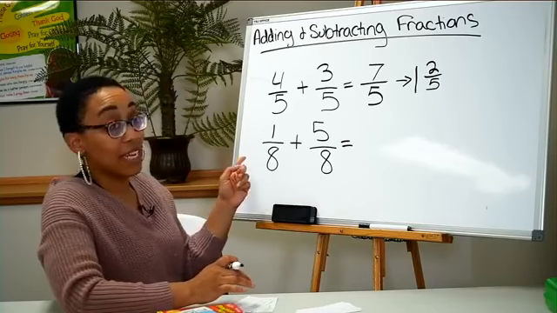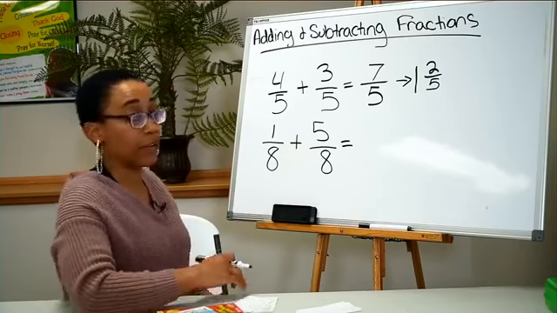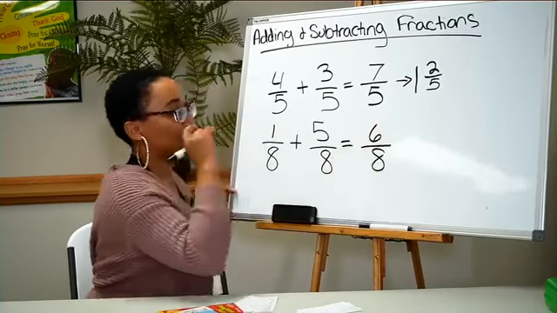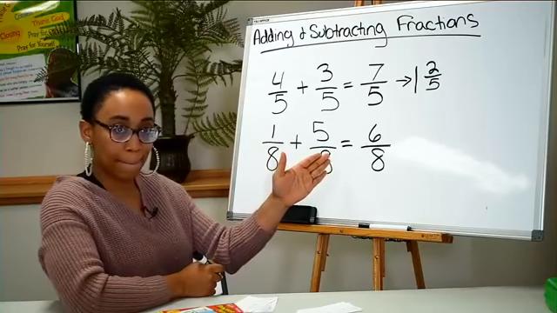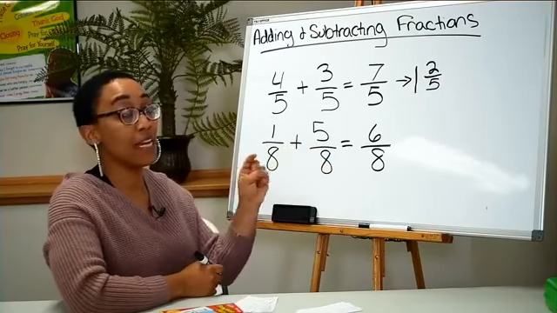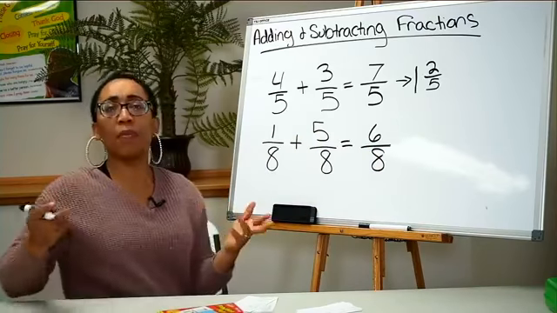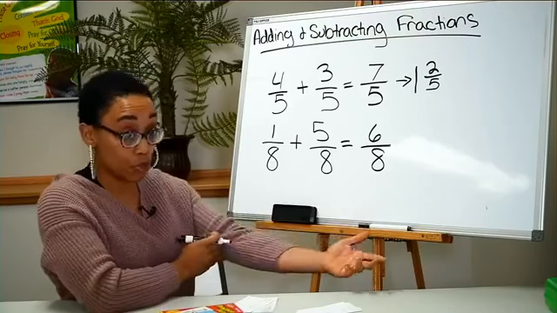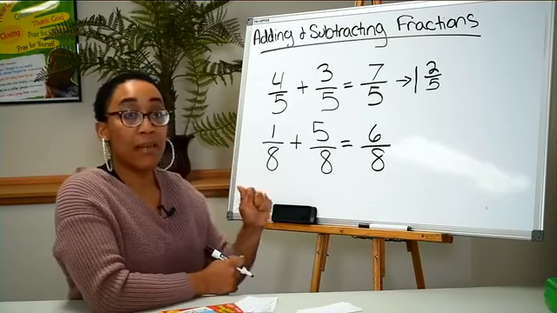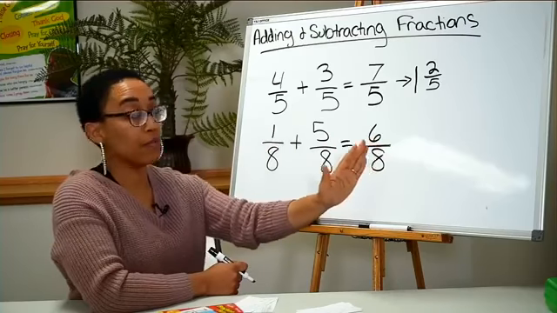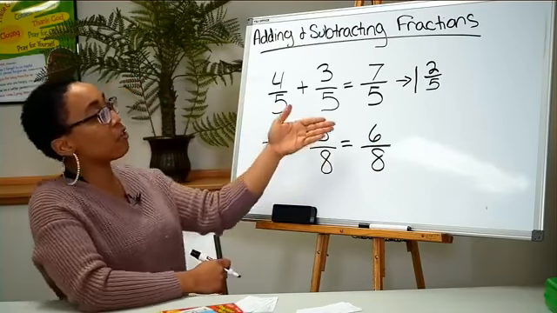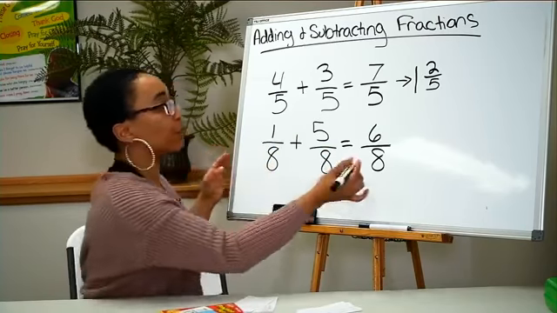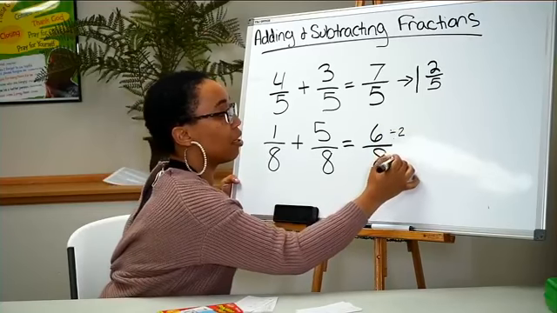Same thing, we have like denominators, so all we have to do is add the numerators. The denominator stays the same. 1 plus 5 is 6. Now, normally, you don't stop here because you can reduce the fraction. I say normally because it depends on what your child's teacher is asking them to do. But normally, the rule of thumb is if you can reduce a fraction, go ahead and reduce it. To reduce it, we have to figure out what number goes into 6 and 8 completely evenly, and that's 2. So we're going to divide by 2, divide by 2.